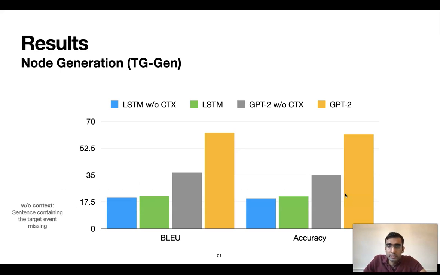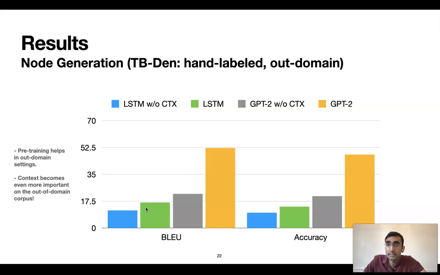So on node generation, these are the numbers. As we would expect, GPT-2 does really well. However, we see that when we remove the context, the performance of GPT-2 drops by a lot, about 50%. On the other hand, LSTM does not seem to be using context that efficiently because its performance is about the same with or without context. So that shows that context is really important for doing this kind of node generation task.